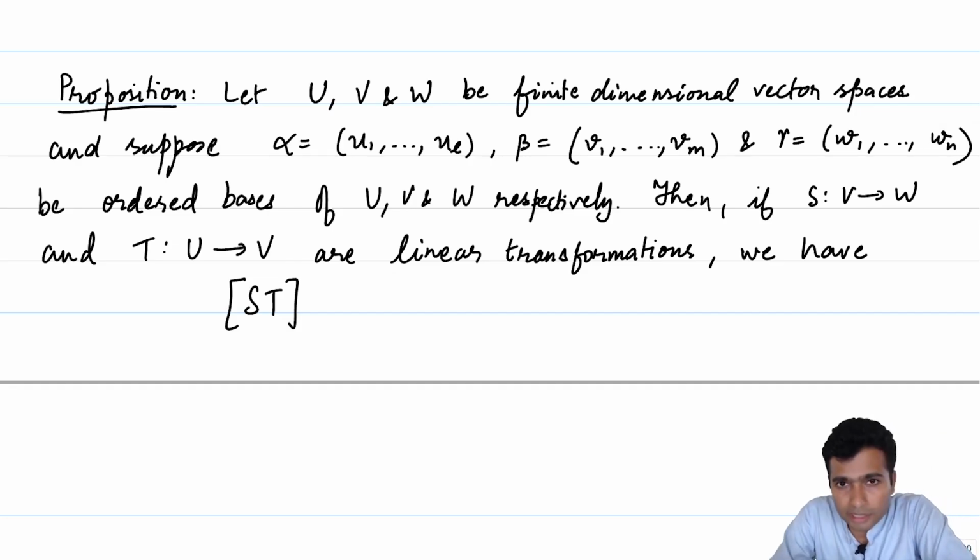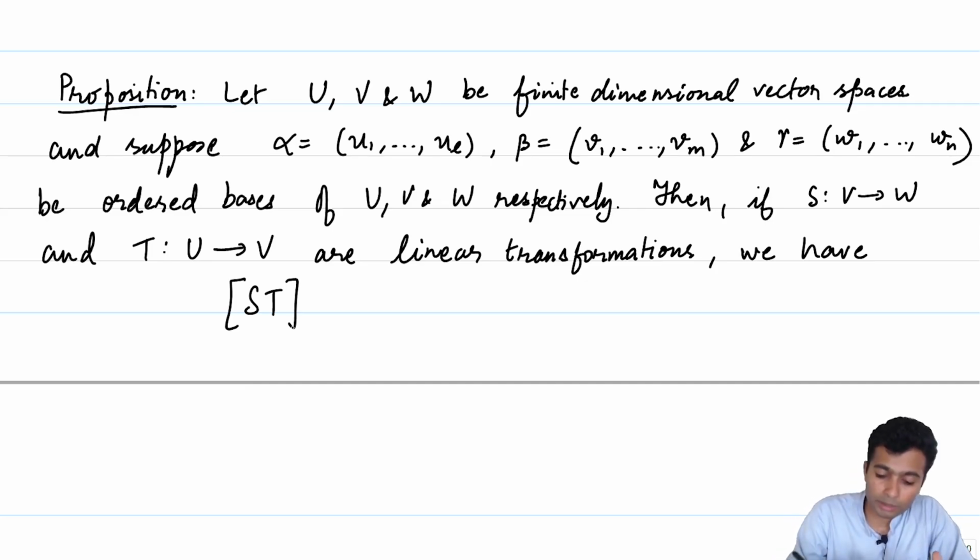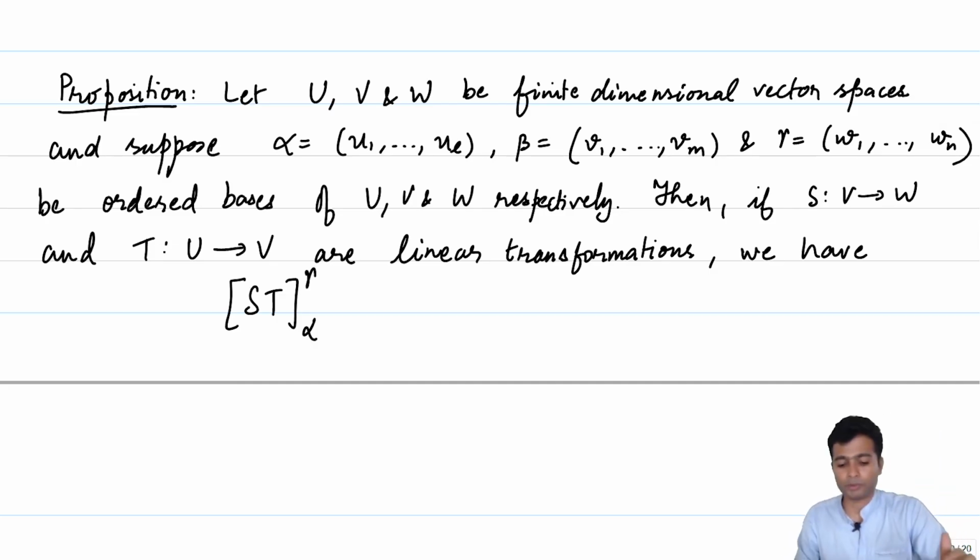ST, which is a linear transformation, will have a matrix representation with respect to what? Let us just try to analyze where our map ST is from. T is a map from U to V and S is a map from V to W, and therefore ST is a map from U to W. What are the bases in U and W? Alpha and gamma. So we would like to talk about the matrix of ST with respect to alpha and gamma.